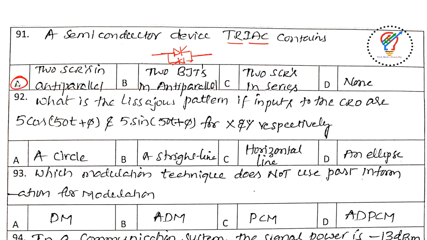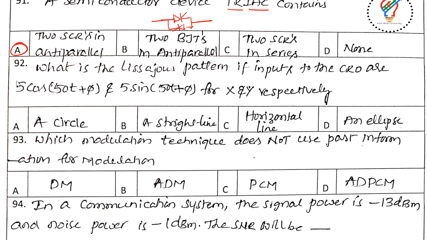Answer will be A. Next one. What is the Lissajous pattern if the inputs to the CRO are 50 cos 50t plus 5 and 5 sin 50t plus 5? So see here, cos here, sin here for the X and Y respectively. So they are going to make a circle here. The other options are straight line, horizontal line and ellipse.